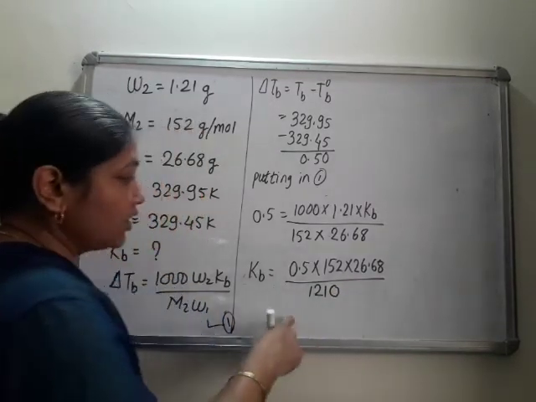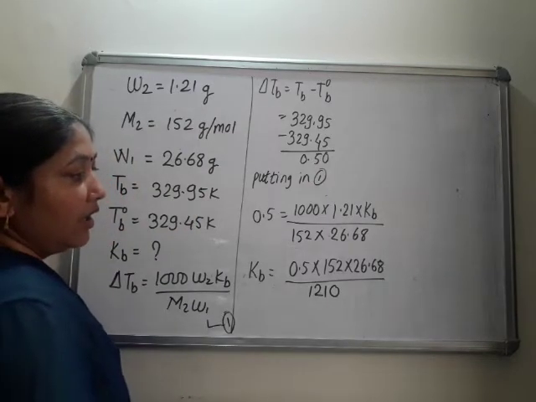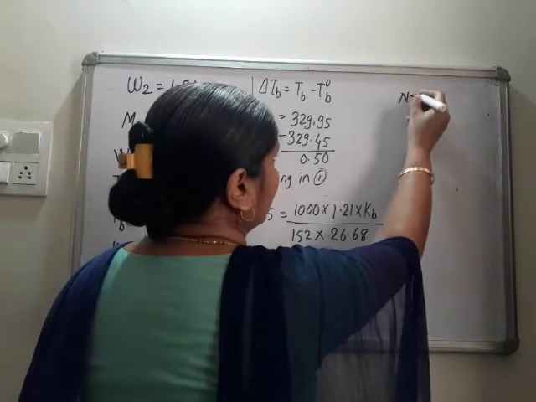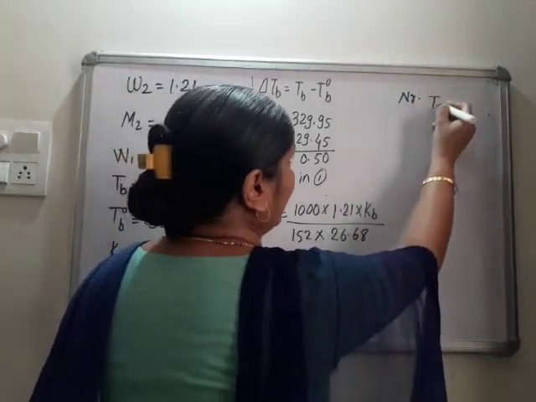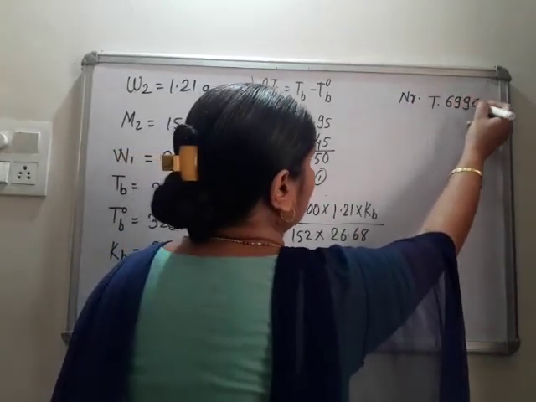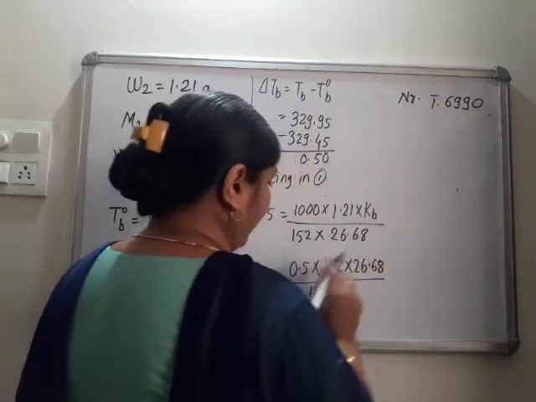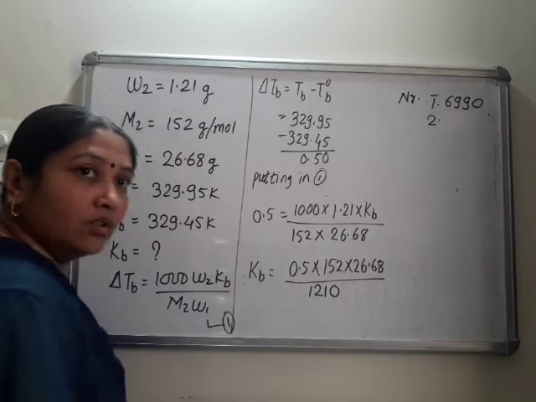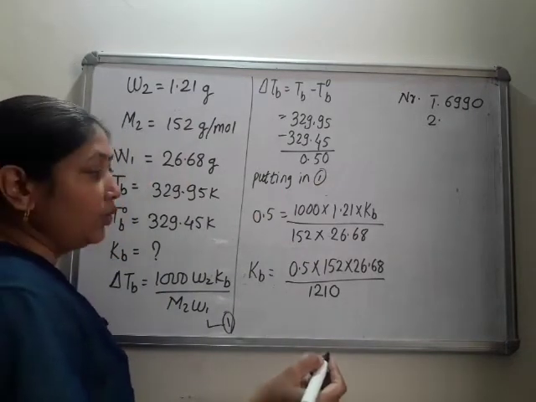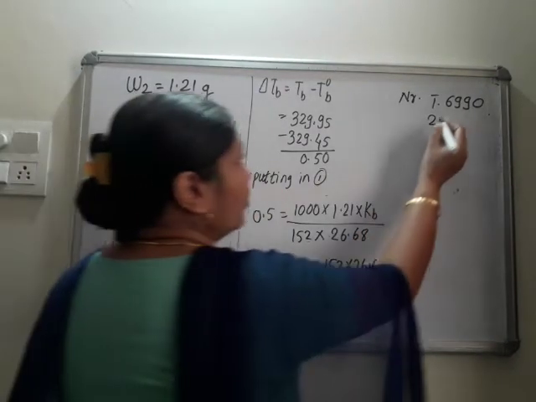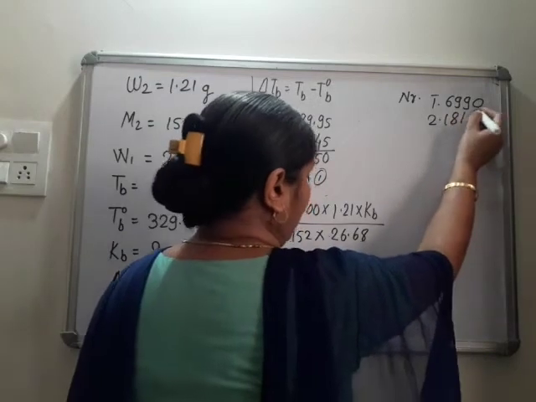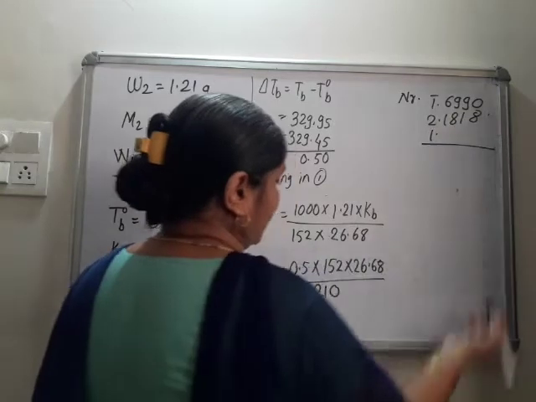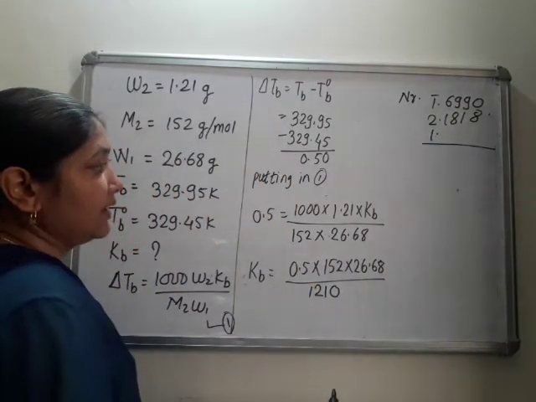1210. Okay, chalo, simplify this by log, numerator and denominator. Log of 0.5 is bar 1.6990, log of 5. 152, 15 into, what's the log? 1818, and 26.68.